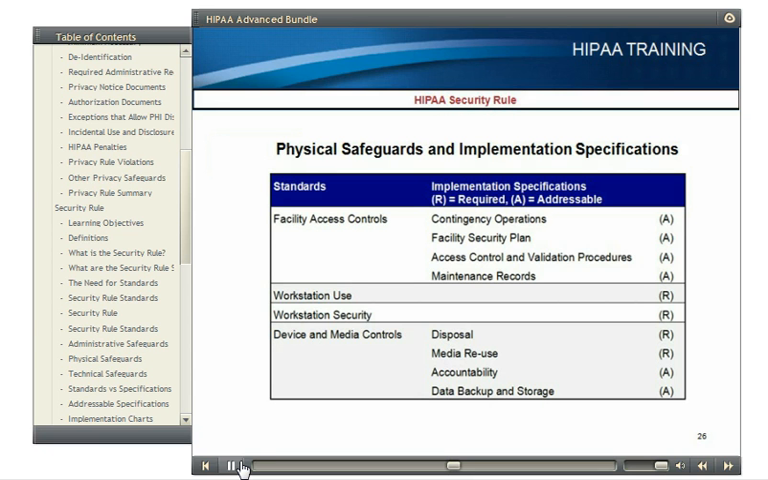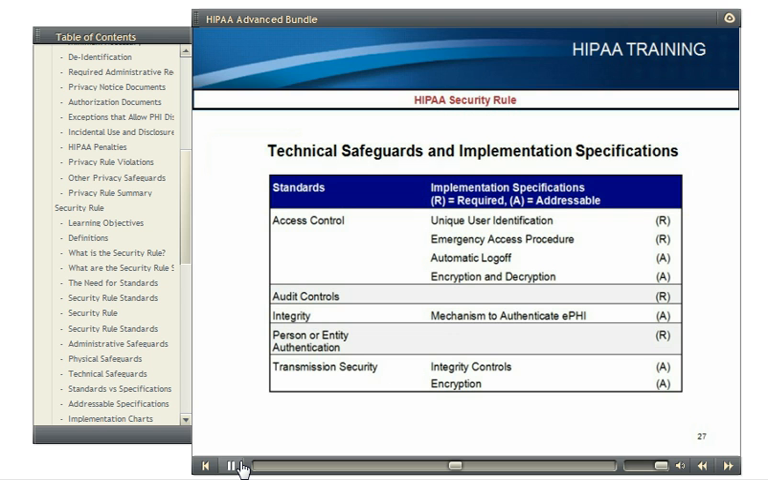Workstation use. Required. Workstation security. Required. Device and media controls. Disposal. Required. Media reuse. Required. Accountability. Addressable. Data backup and storage. Addressable.